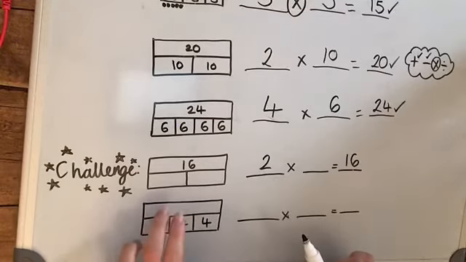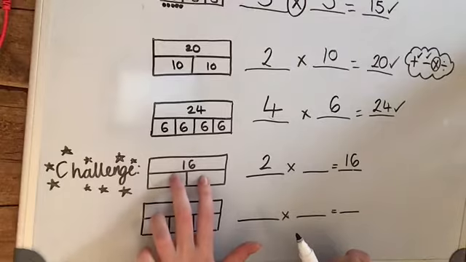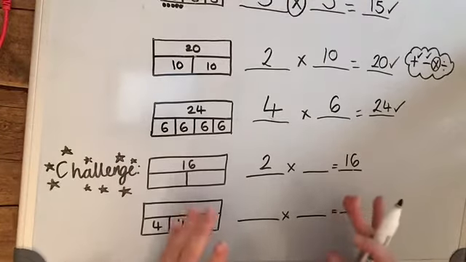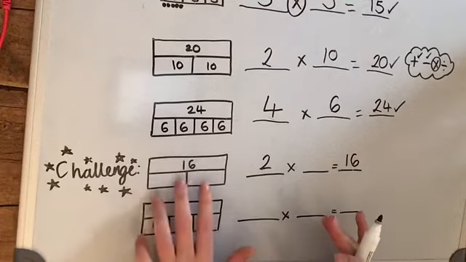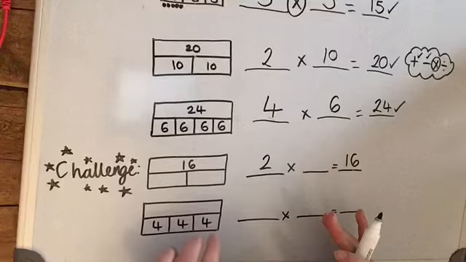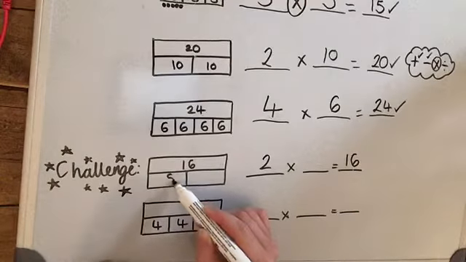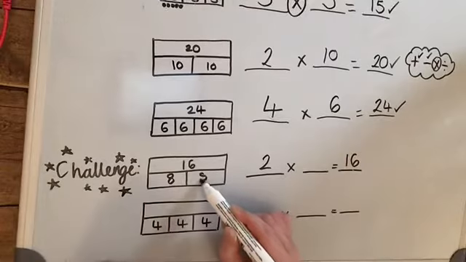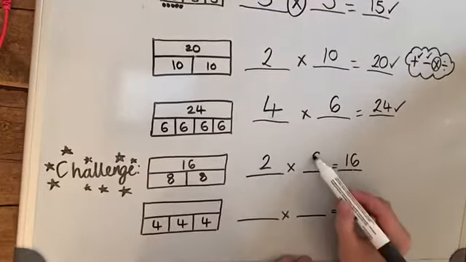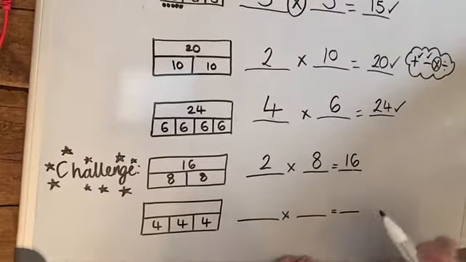So you've now got to use what you already know. Which two numbers do you add together to get 16? I'm thinking of my halves and my doubles now. I'm thinking, what is half of 16? Because halving is the same as finding two equal groups. Half of 16 is, did you get it? 8. So I now know 2 lots of 8 equals 16. Brilliant. Did you get that one?